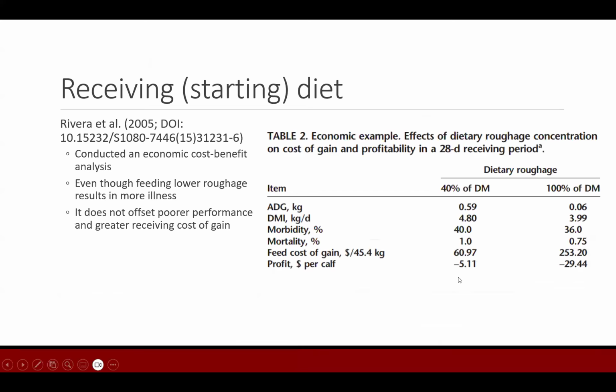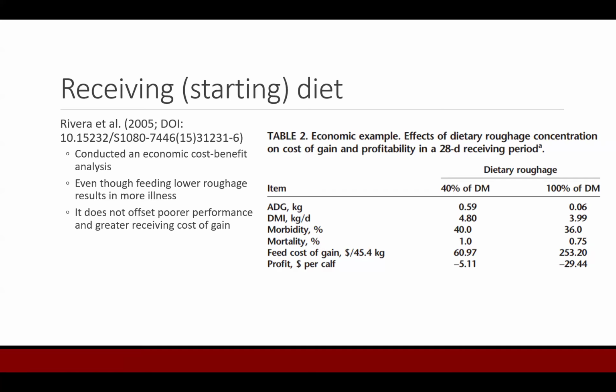Okay. And that's what they've looked at here. So using their models, they just summarized if you had 40% of dry matter of dietary roughage receiving diet versus 100%. Okay. So average daily gain for your 40%, they're gaining 0.6 kilograms per day. Compared to the 100% roughage, they're gaining 0.06, so much less, right? Because these high roughage diets are going to have much lower energy, right?